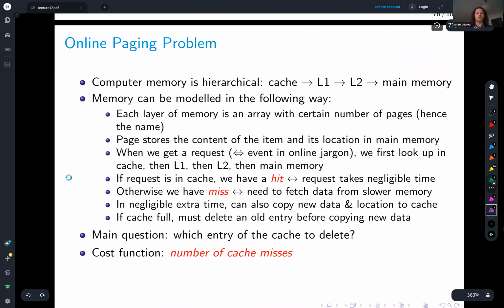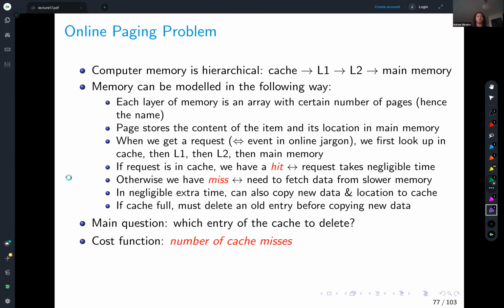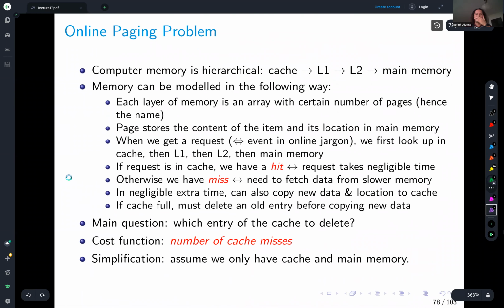So what is the cost function? The cost function for us here will be exactly the number of cache misses. We want to minimize the number of cache misses, right? And again, let's make another simplification. Let's suppose that we only have cache and main memory. This is just a basic simplification. It doesn't get much harder, it's just more cumbersome, the math.